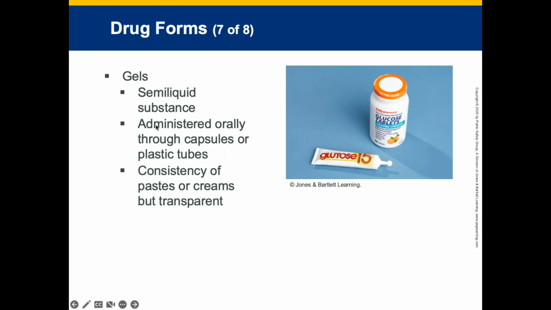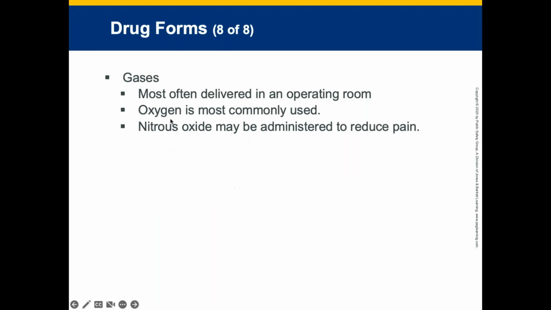Gels are a semi-liquid substance which are administered orally through capsules and plastic tubes. As you look here, we have glucose tablets, or like a glucose 15, like oral glucose we administer at the EMT level. It has the consistency of pastes or creams, but is transparent, like oral glucose. We have different gases that can be administered, oxygen being one of the gases. Nitrous oxide may also be administered to reduce pain for orthopedic pain, and this is administered either through inhalation or through a mask.